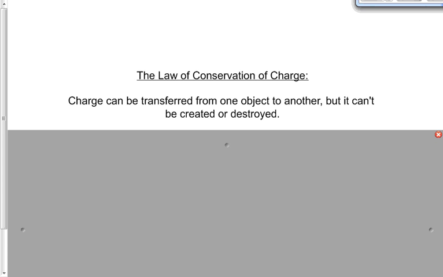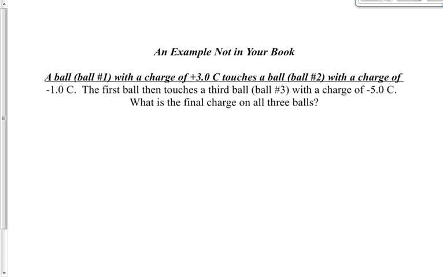So what kind of implications does this have? Well, let's take a look at one. There's a lot of implications, some qualitative, some quantitative. Here's one quantitative implication. We'll talk about some more as the days go on here. We've got three objects here. We're calling them ball number 1, ball number 2, and ball number 3. Ball number 1 starts with a charge of 3 coulombs. Ball number 2 starts with a charge of -1 coulomb.